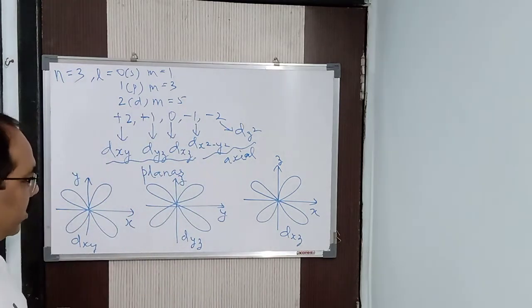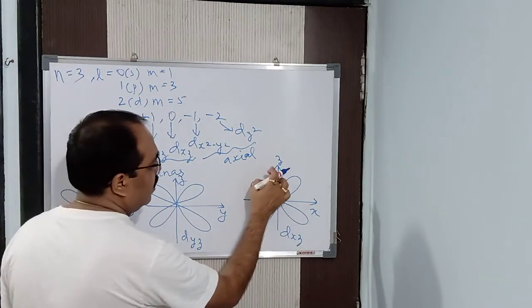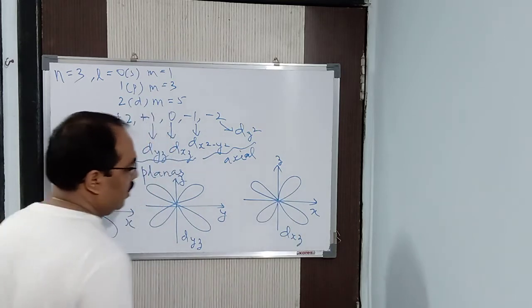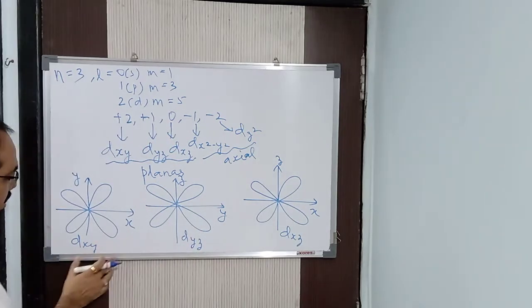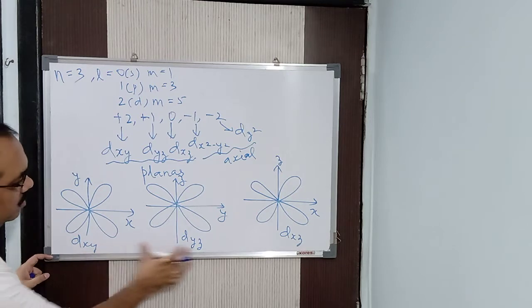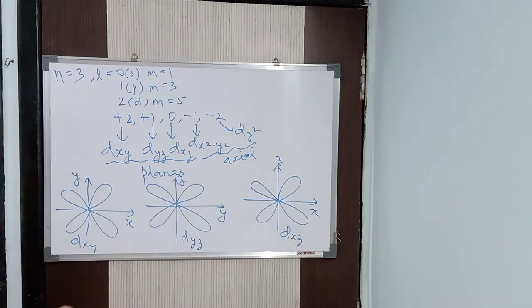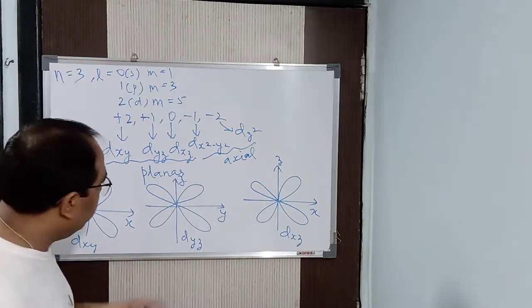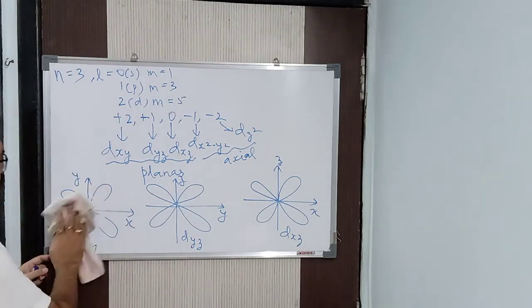It is planar. You can see it lies on the plane. This is x-axis and z-axis. It lies between the x and the z. So hence three are planar. All the three you can see lie on the plane. This is xy plane, this is yz plane, this is xz plane. Got it? The three planar we can say. Hence it is called planar.